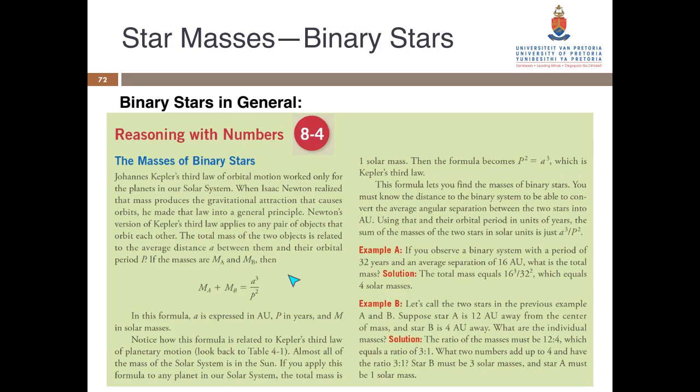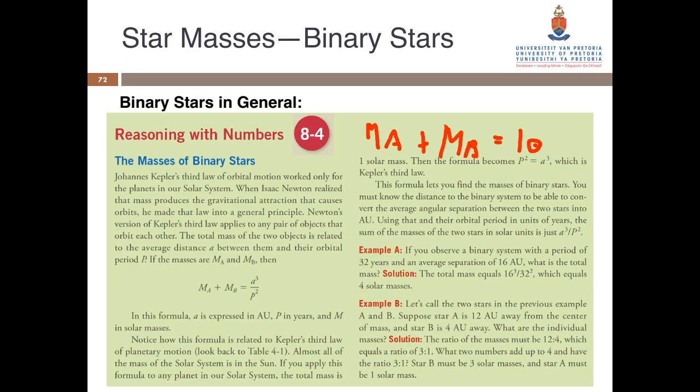Almost all of the mass of the solar system is in the sun. So if you apply this formula to any other planet in the solar system, the total mass is one solar mass. Then the formula becomes p squared equals a to the power 3. So because we are working with solar mass, ma plus mb equals 1. Like I said, the symbol is solar mass.